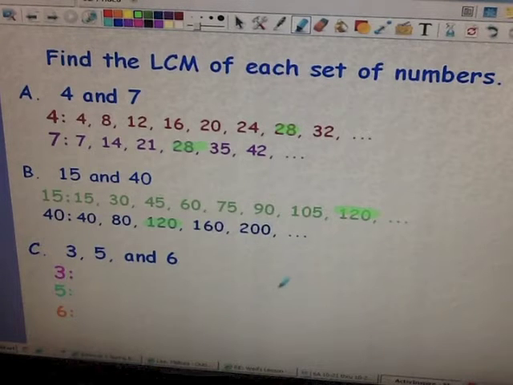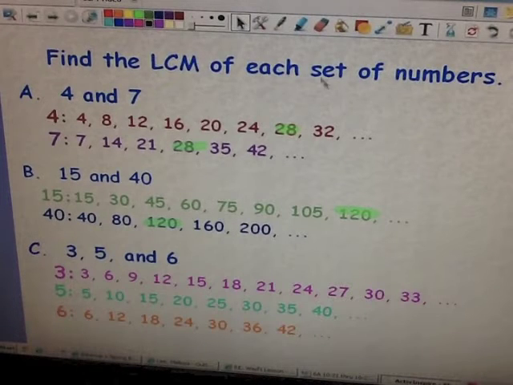Now I'd like for you to go ahead and find the least common multiple of 3, 5, and 6. In this case, there's 3 different numbers. So list your multiples of 3, 5, and 6, and see if you can find the least common multiple of the 3 numbers. Pause the video. When you have your answer, restart the video and check.